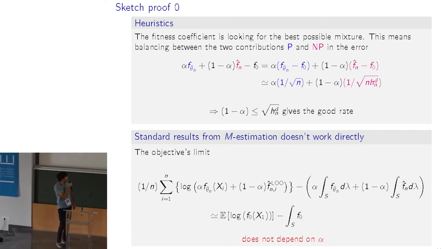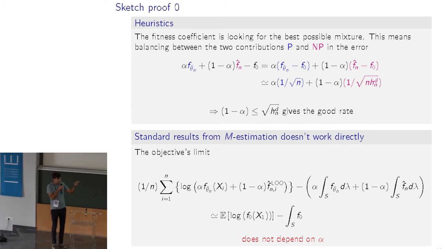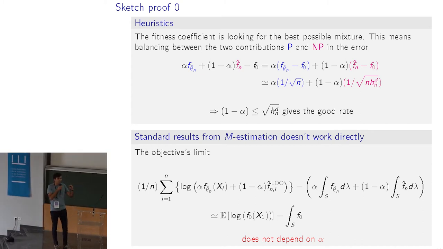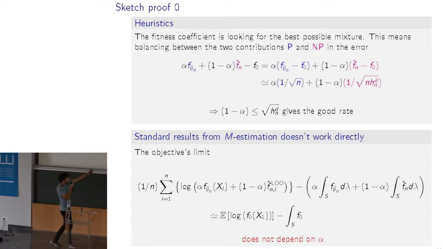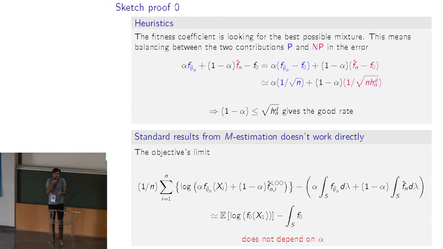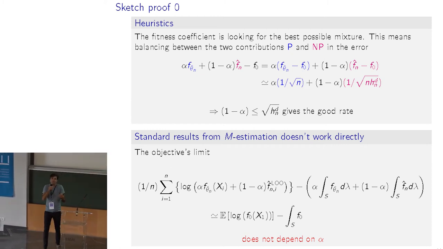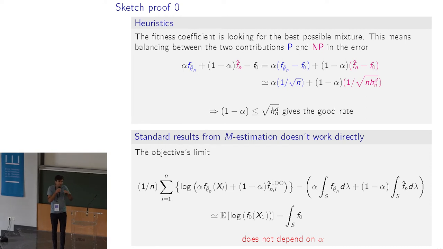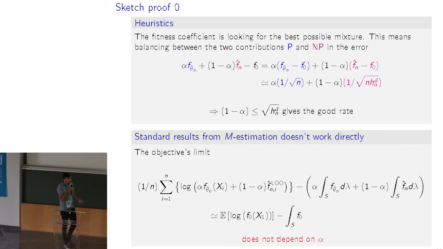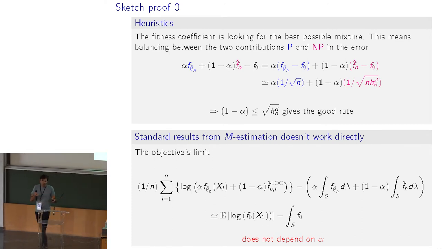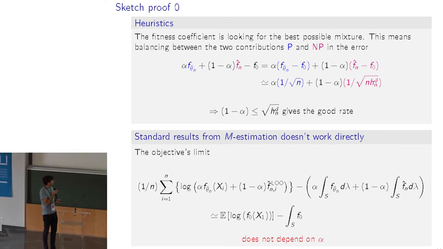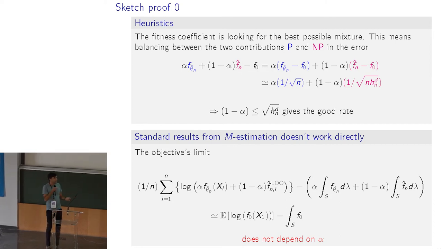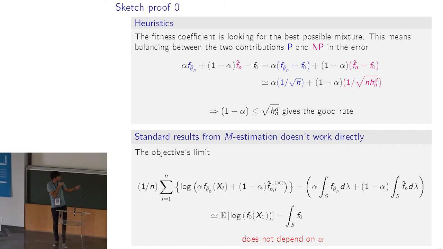Another thing which is meaningful for the proof is that it's not a standard M-estimation problem. If you look at the limiting quantity of my objective function, I don't find something that depends on the parameter I'm looking for. I find something that is constant. So if I wish to use classical M-estimation theory, I cannot do that, because the limiting distribution does not depend on alpha, so I cannot consider the argmax of this quantity.